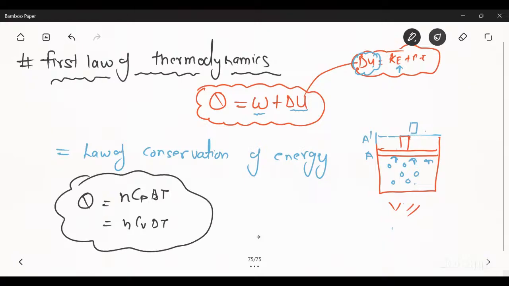But internal energy is always a function of delta T. That means nCv delta T. At constant pressure, it is not defined. It is defined only at constant volume. The change in internal energy is always equal to nCv delta T. So this is the first law of thermodynamics, and it is based on the law of conservation of energy.